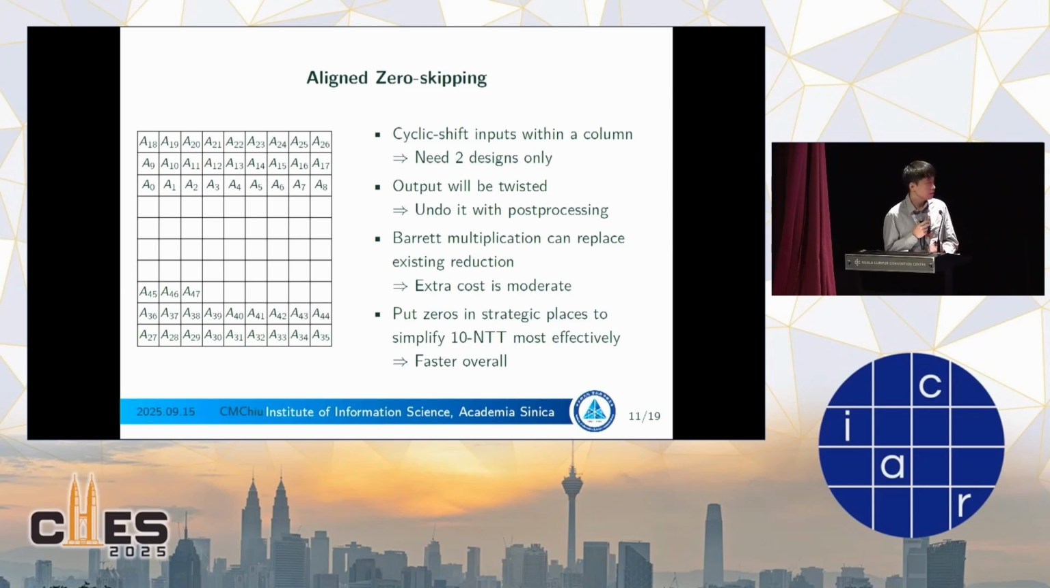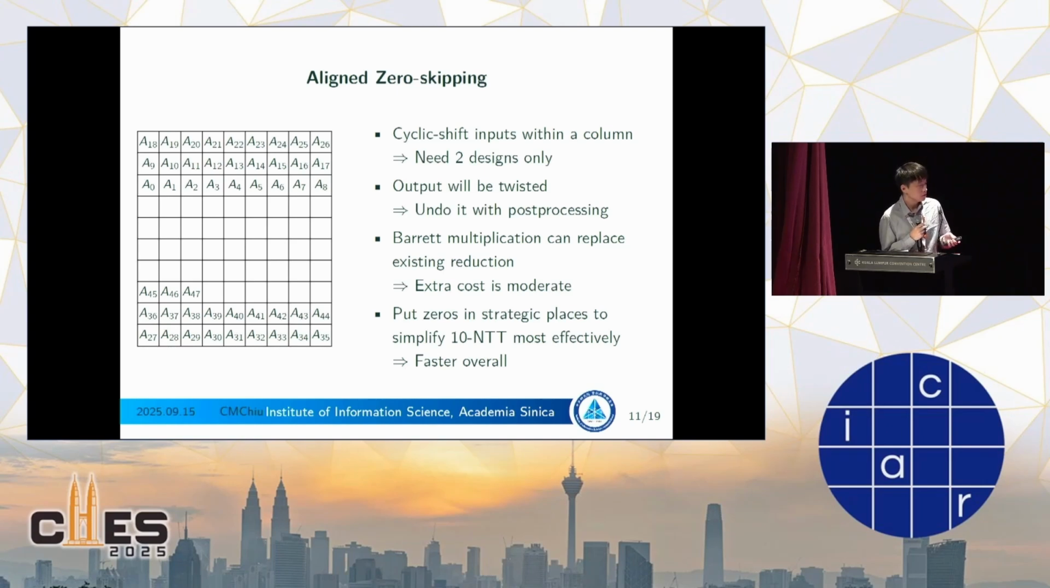Some might be worrying that the extra added Barrett multiplication might be very costly, and so that this whole trick might not be worth it in the end. But we can notice that at the end of 10-NTT, because the size is so close to overflowing, we naturally need to put a Barrett reduction here anyway. So since we're replacing it with Barrett multiplication, the extra added cost is only moderate.